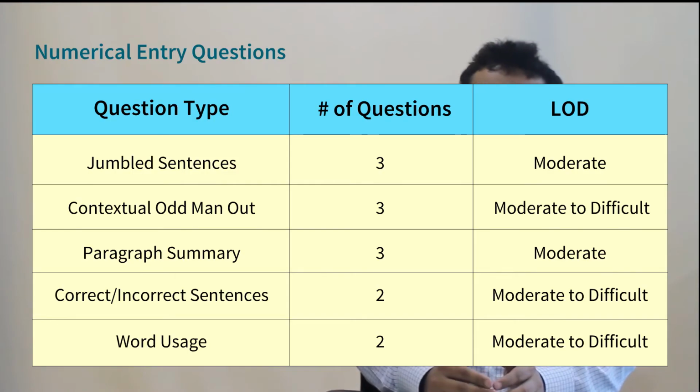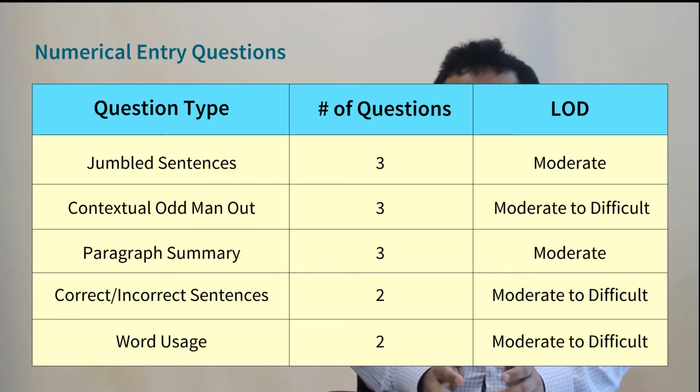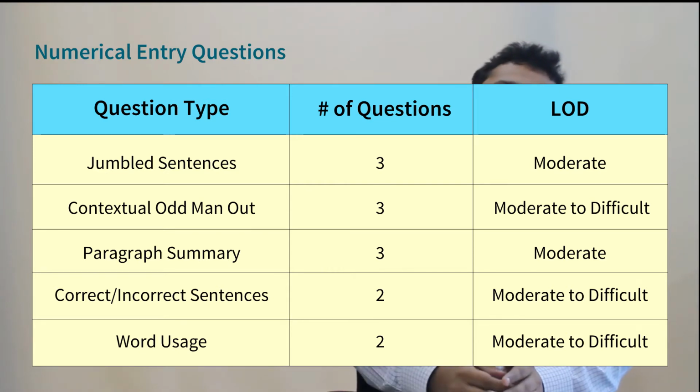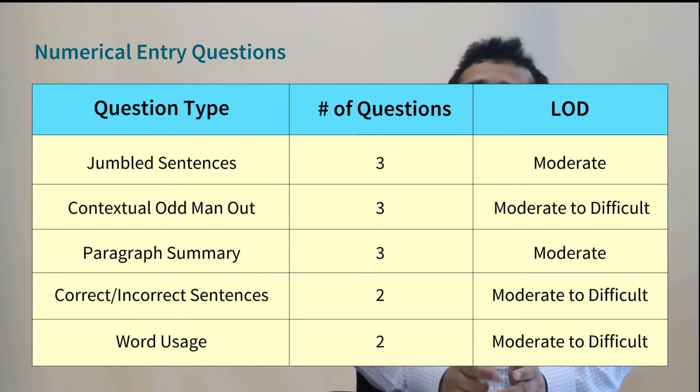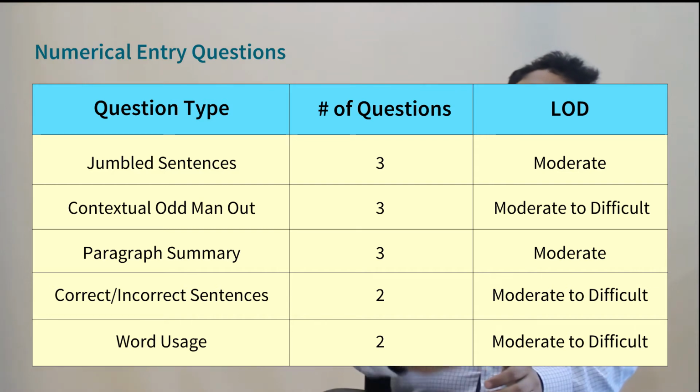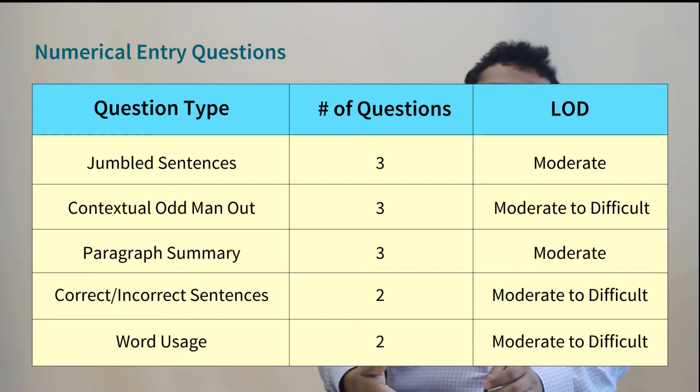Coming to the non-RC questions in English, as usual we had questions from jumbled sentences, contextual odd man out, paragraph summary, grammar in terms of correct and incorrect sentences, and instead of word usage as in the previous mock, we had paragraph completion. Here the moderate difficulty questions were based on paragraph summary and jumbled sentences. So these 5 to 6 questions could have been attempted. The rest were moderate to difficult. On the whole, this section was of moderate difficulty level.